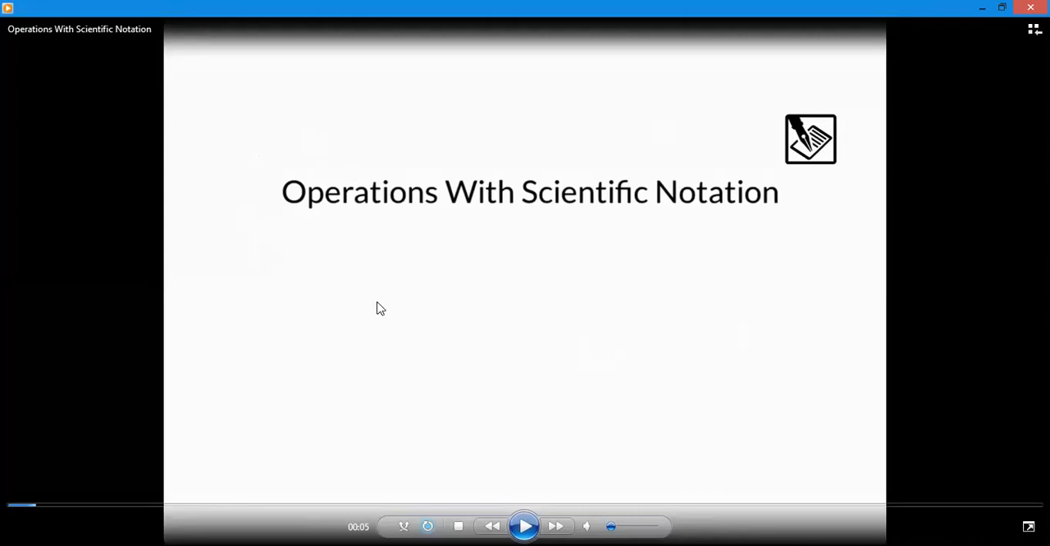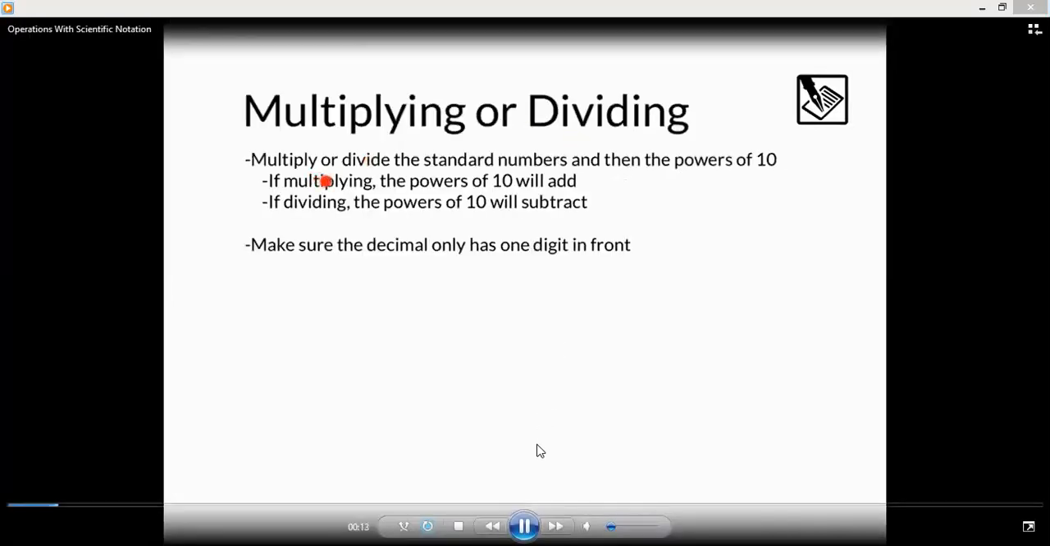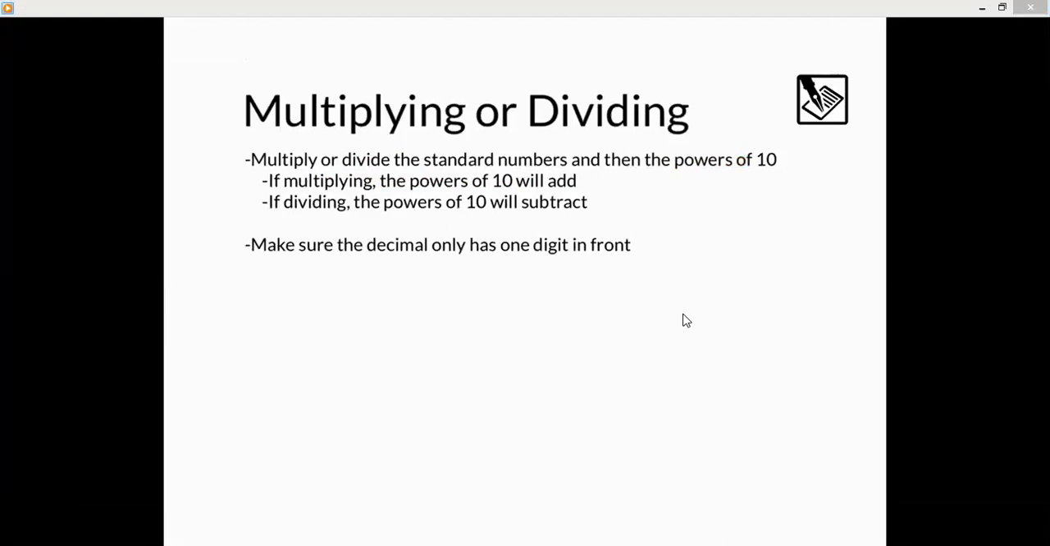So what are the operations? The four main operations are addition, subtraction, multiplication, and division. We will start first with multiplying or dividing. Multiply or divide the standard numbers and then the powers of 10, which means we are going to rearrange the question to combine the numbers together and the powers of 10 together.